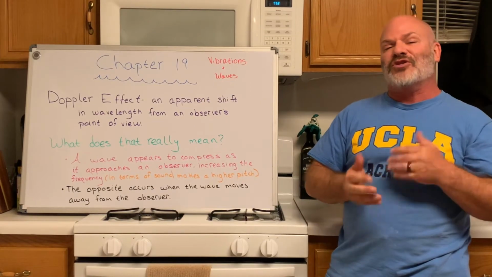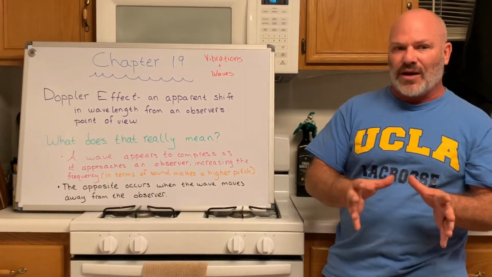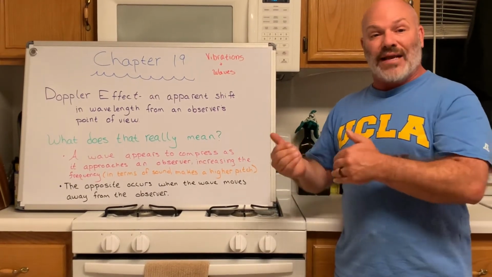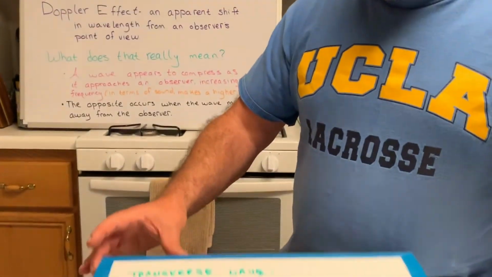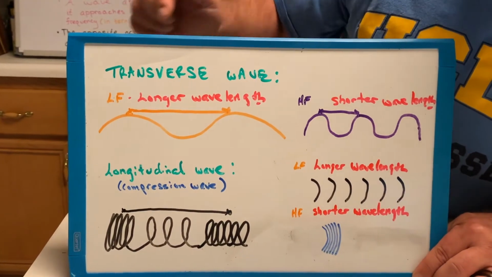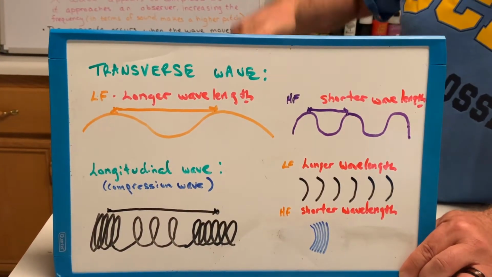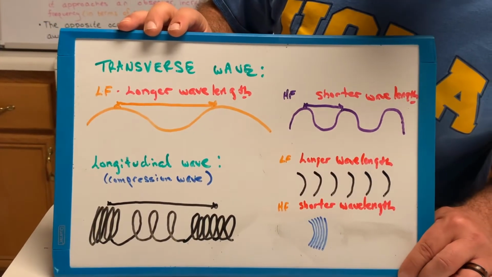Okay? So first I want to go over the waves one more time, just to make sure you understand how frequency relates to wavelength and how that all relates to the Doppler Effect. I have this already drawn out, and I show you the transverse waves on top. If you recall, the transverse wave has an up and down type motion, like an ocean wave. A typical ocean wave would be a transverse wave.